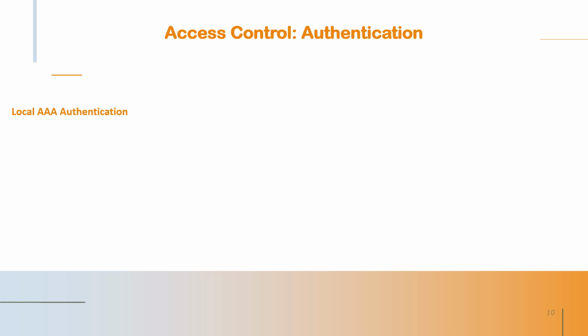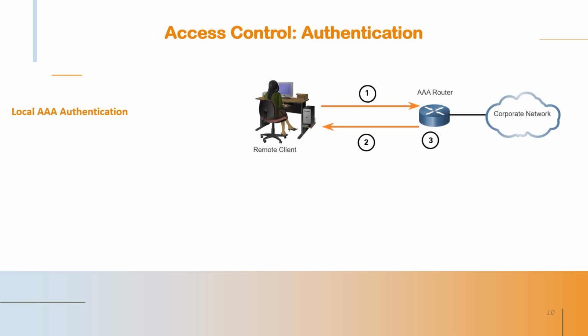At the local AAA authentication, this stores username and password locally in a network device such as a Cisco router. Users authenticate against the local database as it is shown here in this figure, where we have a local AAA and is ideal for a small network.